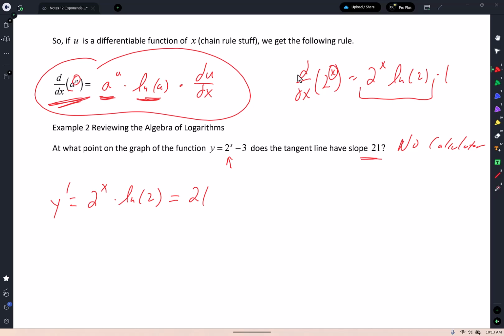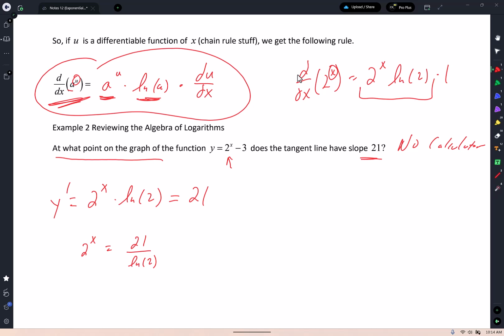Guys, ask me, guys. I'm trying to solve for x. What do I do first? I'm done with calculus. The rest is algebra. No, the calculus was just a derivative. Everything else is algebra, guys. I'm trying to solve for x. They want a point. How do I get x? What do I do first? Yes, divide both sides by ln of 2. 2 to the power x equals 21 divided by ln of 2.